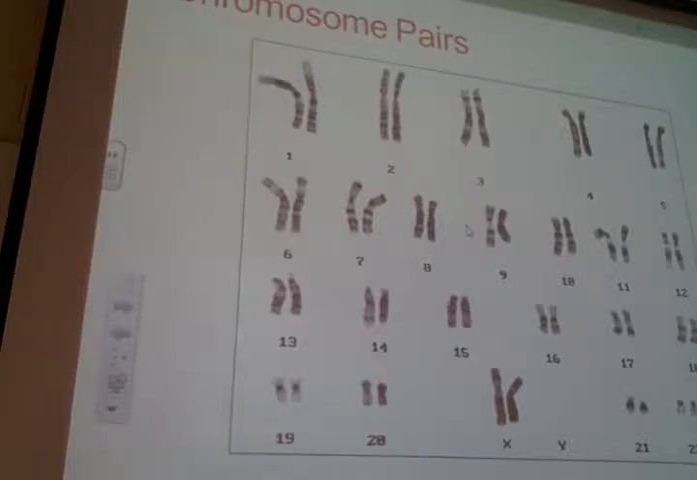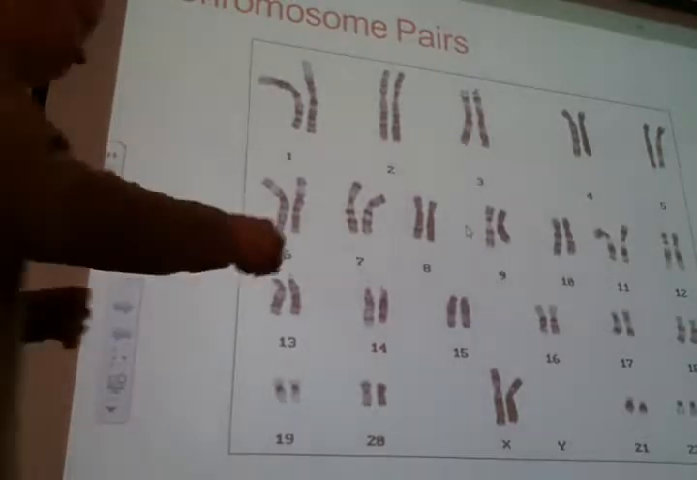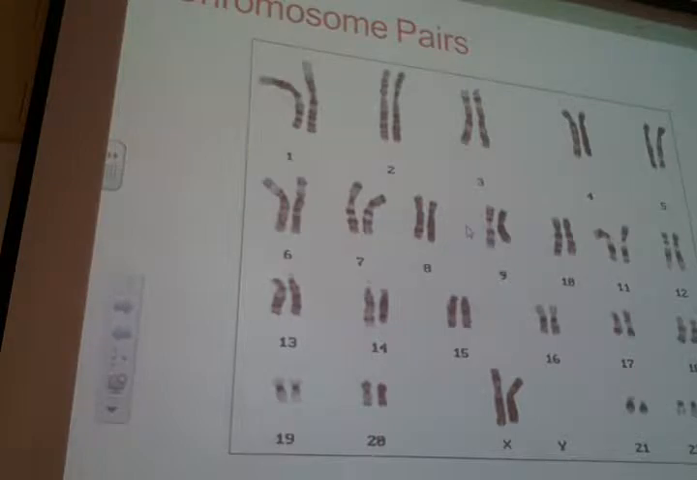And then the final pair is the sex chromosomes, the X and the Y. And this is where males and females differ. If you have 2 X chromosomes, then you are chromosomally female. If you have an X and a Y, then you are chromosomally male. So this particular karyotype, with 2 X chromosomes, would be a female karyotype.